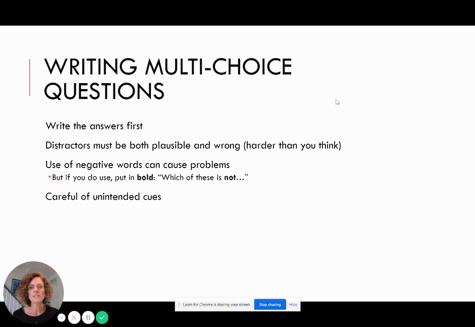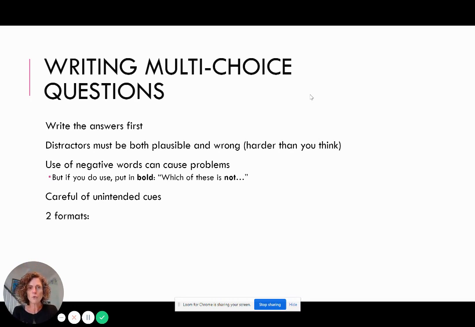Be careful of unintended cues in answers. Sometimes the longest answer can be the correct answer because it's the one that the person who's written the question has put most thought into when writing it. So that's an unintended cue. Make sure that doesn't happen. So do go back and check afterwards.